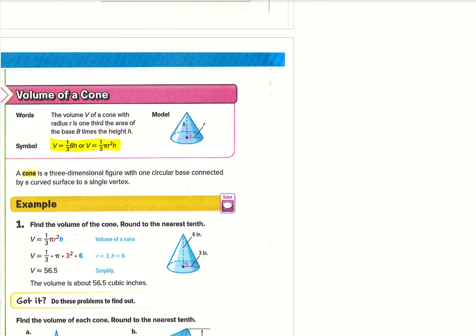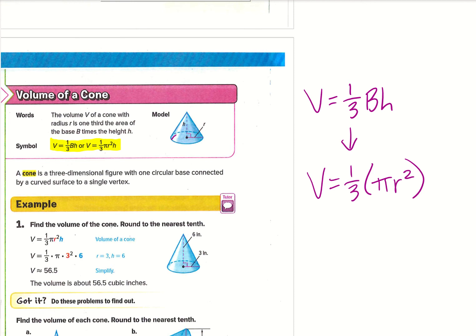All right, it's very similar really as far as the formula itself goes. We have volume equals 1/3 the base times the height, and again I prefer to use volume equals 1/3 times pi r squared, the area of a circle, which would be our base in this case, and then multiply that times the height. So it's just that one extra little complexity from the volume of a cylinder, but overall not a huge difference between the two.